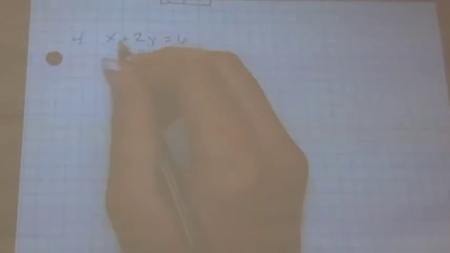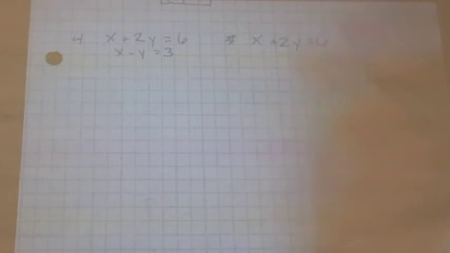I'm going to solve to get x by itself. So x plus 2y equals 6. I can say minus 2y here. Whatever I do to one side, I have to do to the other. So x is going to equal negative 2y plus 6. Now I have an answer for x that I can plug in to solve for y.